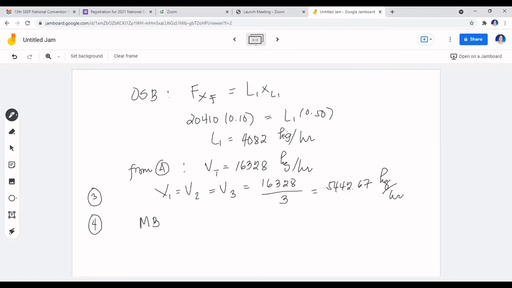Material balance on effect. Where do you wish to do the material balance? We can start with effect number 3, or you can start with effect number 2. But effect number 3 is better because your feed is already known. So when you do material balance in effect 3, what's your material balance equation? The feed is equated to the what?